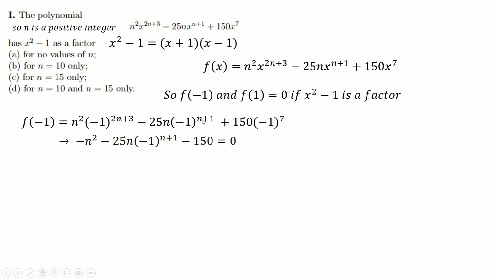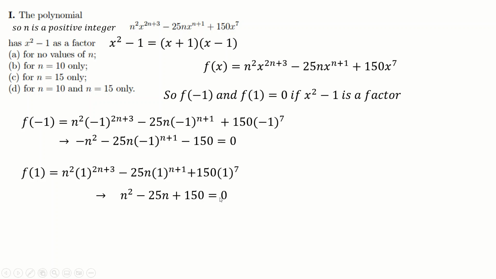Now I don't know what that is, which is awkward, but I'll just leave it where it is. This is clearly also just minus 1, so that just changes that sign. I don't know what this is, so I'll just leave it there for now. Now when I put in 1, I get something much more straightforward, because 1 to the power of anything is just still 1, so I just get this, and that needs to equal 0, remember, because this is a factor. That's what the factor theorem said.